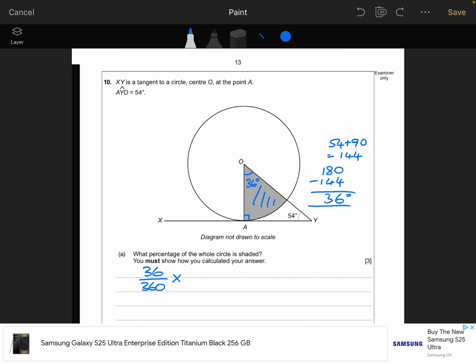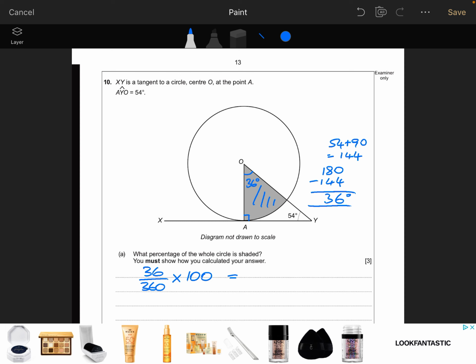So to turn that fraction into a percentage, I need to multiply by 100. So I've got 36 times 100 over 360. Well, that will give me 3600 over 360, and I can just cancel 2 zeros off. 360 divided by 36 is 10, so the answer is 10%.